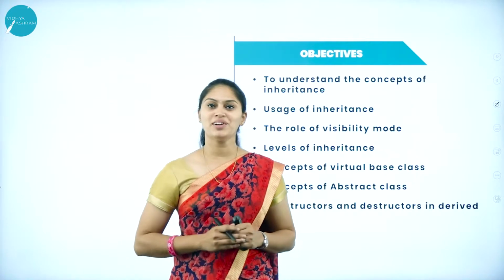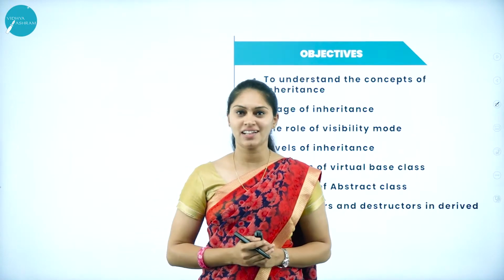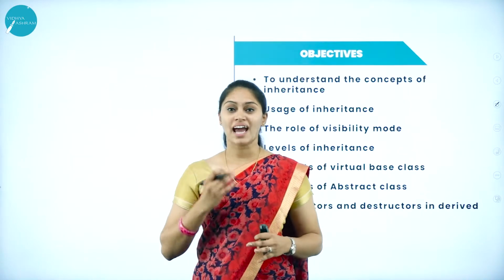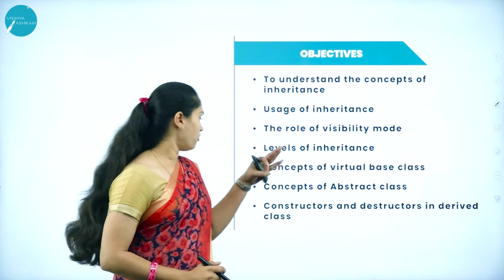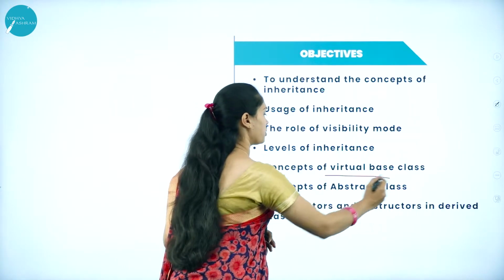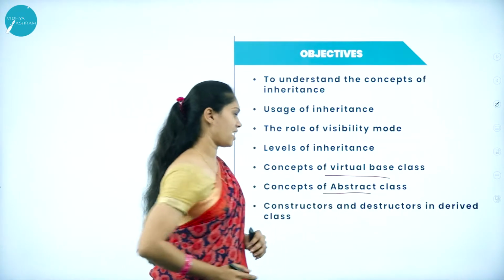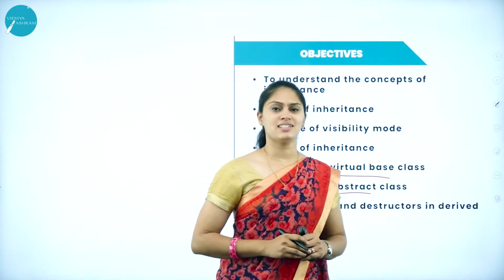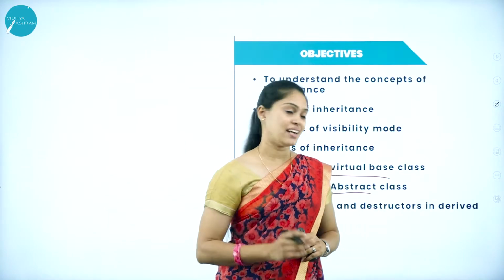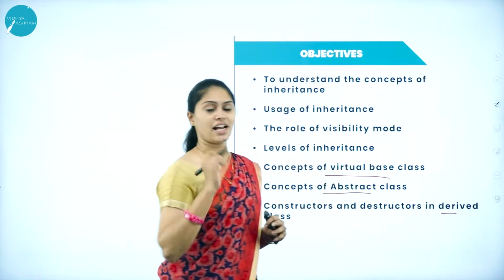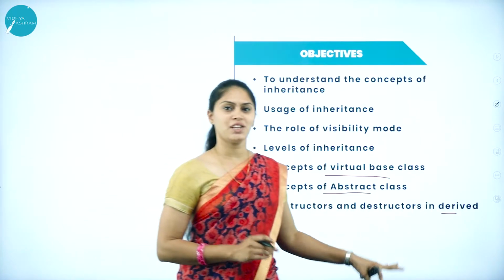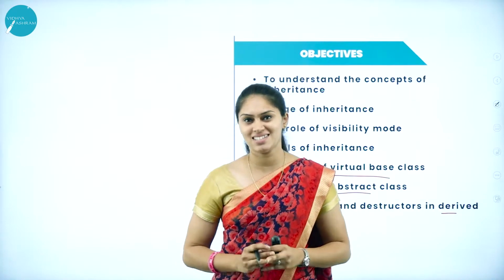Then I am going to discuss the levels of inheritance, that is, the types of inheritance that we are going to learn in this chapter. After that I am going to cover concepts called virtual base class and abstract class, and how I can use the constructor and destructor in the derived class. So these are the objectives that I will be discussing in this chapter.